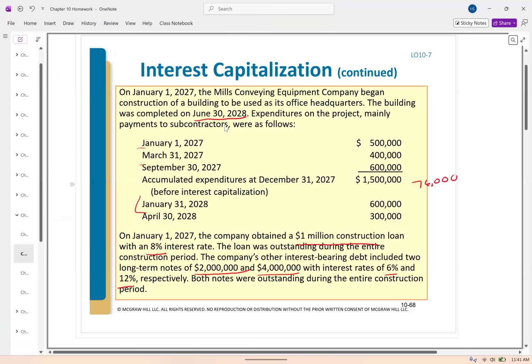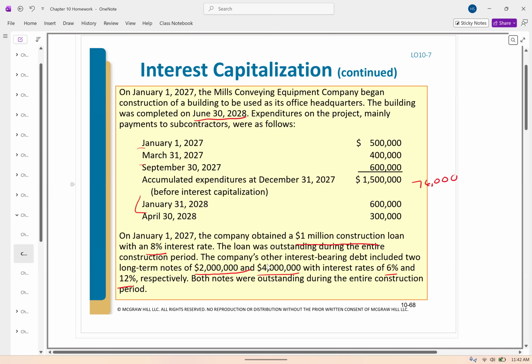they had noticed that the capitalization period is January 1 of 27 through June 30th of 28. So that's a little tricky when we do 28. We're only going to do 6 months, so our fractions will be by 6, not by 12. Okay. So they had some debt. So they had a $1 million construction loan that they took out at 8%. That's specific to this project. Okay. So, but they had other loans outstanding during the entire construction period.